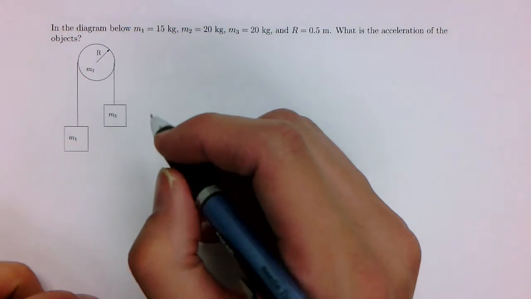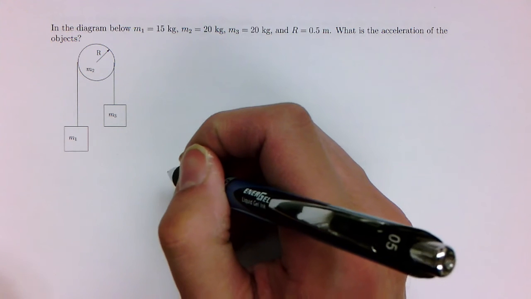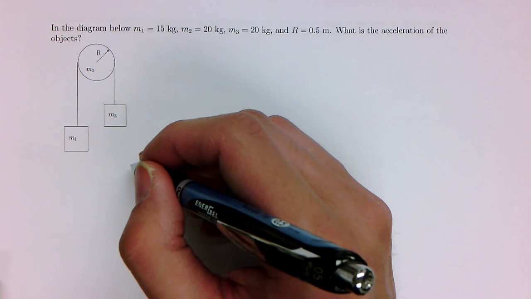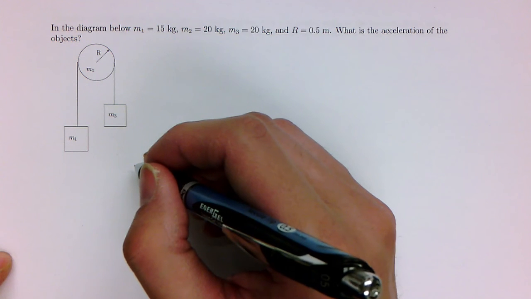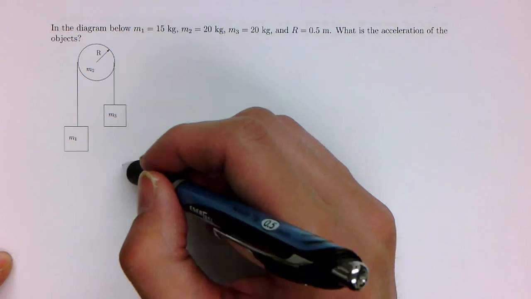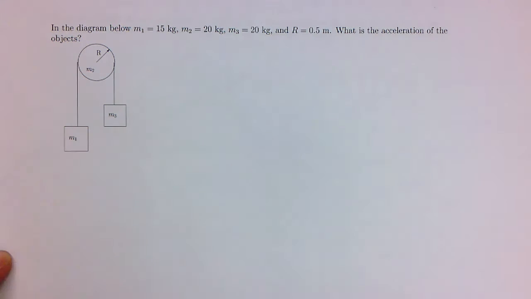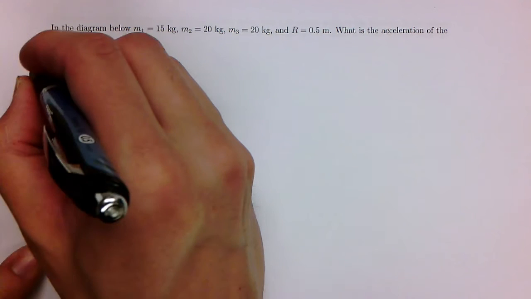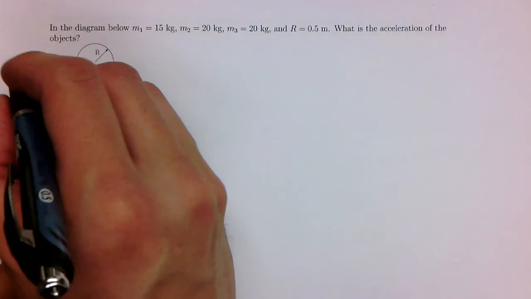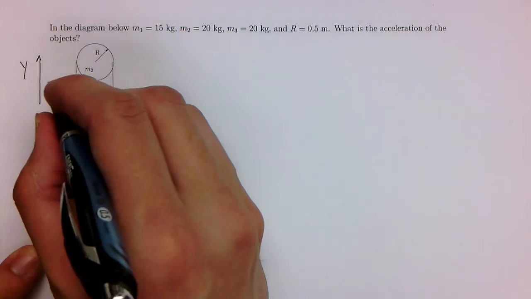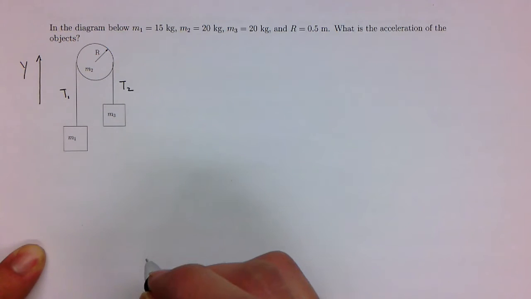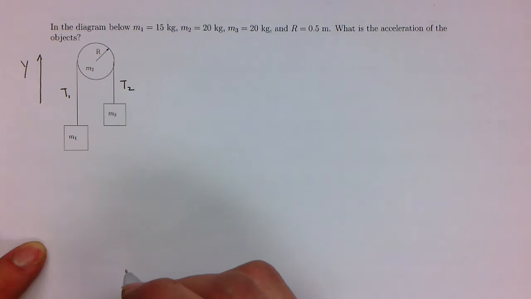So we've actually done this example just previously, where we asked what the velocity would be if M3 had fallen about 1 meter from its initial position. But in this case, we're asking what's the acceleration of all these objects. All right, so in order to do this, let's give ourselves an axis. Let this be the positive y direction, and this will be our tension T1, tension T2. All right, and let's write down Newton's laws for each one of these objects.